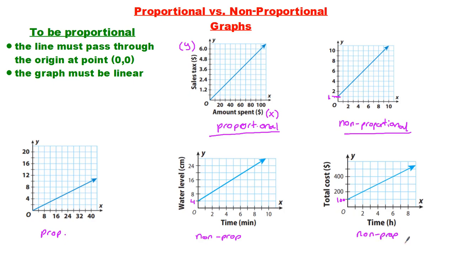non-proportional. So for graphs, it's very easy. As long as you see it going through the origin, it's going to be listed as proportional. If it does not go through the origin, if it has another starting amount that's something different than 0, it is going to be considered non-proportional.